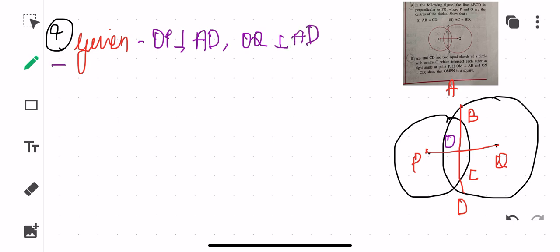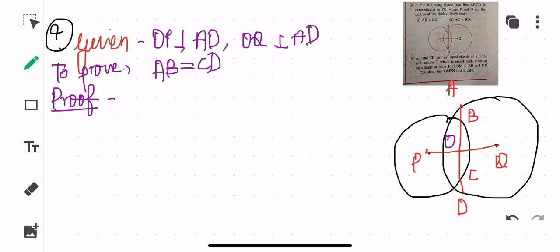So what do you need to prove now? Write down to prove that AB is equal to CD. This is what I am writing. So do you need to do any construction, children? No, you need not do any construction. So we'll directly move to the proof part. So what is the proof here, children? In the proof you will be writing what? See, OP is perpendicular to AD. This is given already.